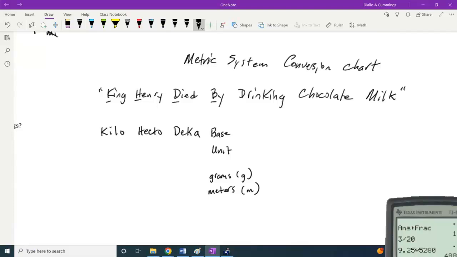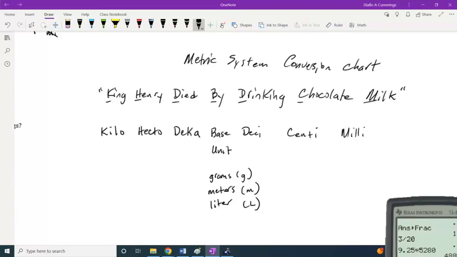And then if you're talking about capacity, capacity is like the amount of liquid something can hold. You're talking about liters. So for example, when you drink a liter soda, liter is a metric system measurement for volume or capacity. The D is for deci. The C in chocolate is for centi. And the M in milk is for milli.